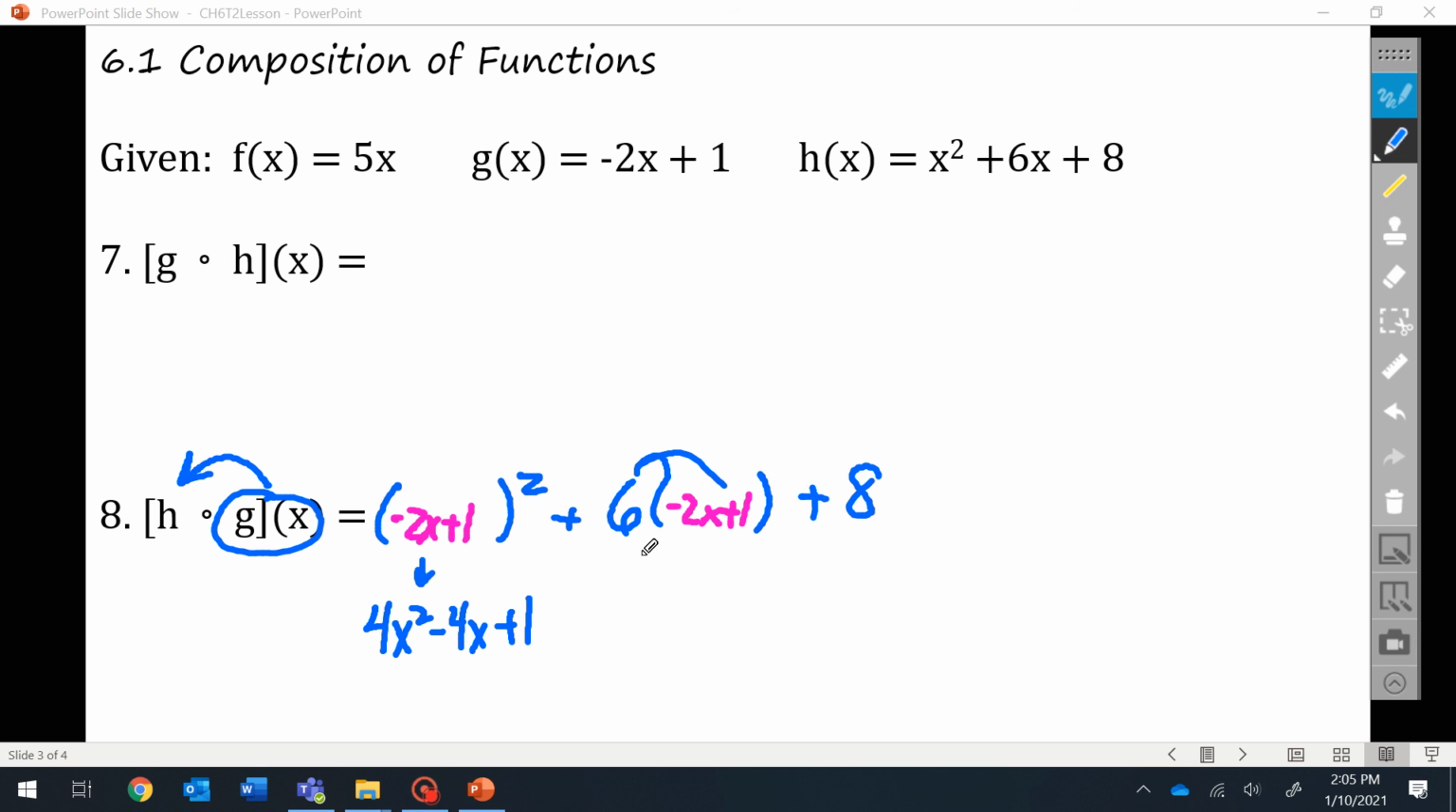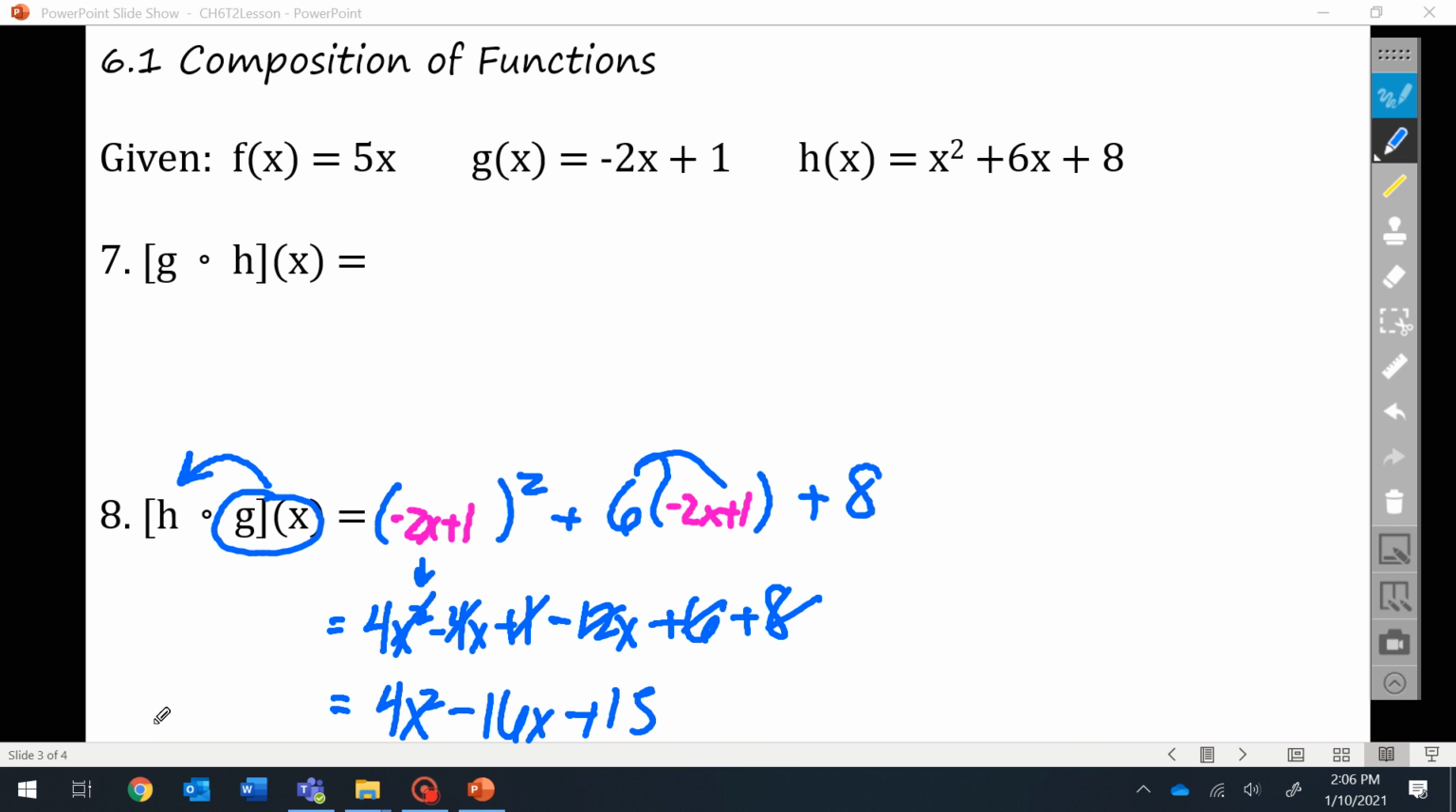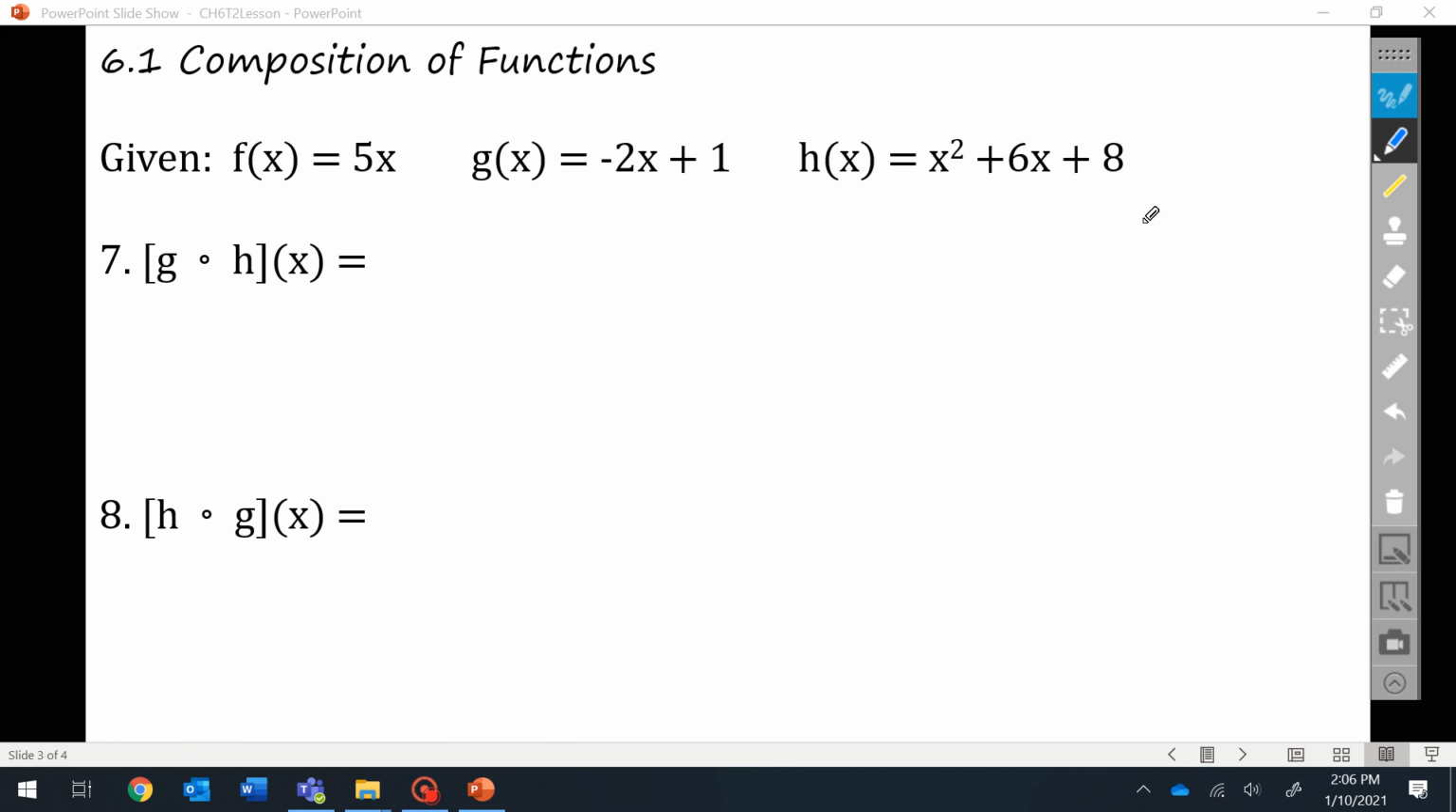Alright, the second part we just distribute. So negative 12x plus 6. And then we still have the plus 8. At this point we can combine like terms. So 4x squared, negative 4x and negative 12x make negative 16x, and 1, 6, and 8 make 15. Alright, so this is h compose g of x. And that is how you perform a composition of functions.